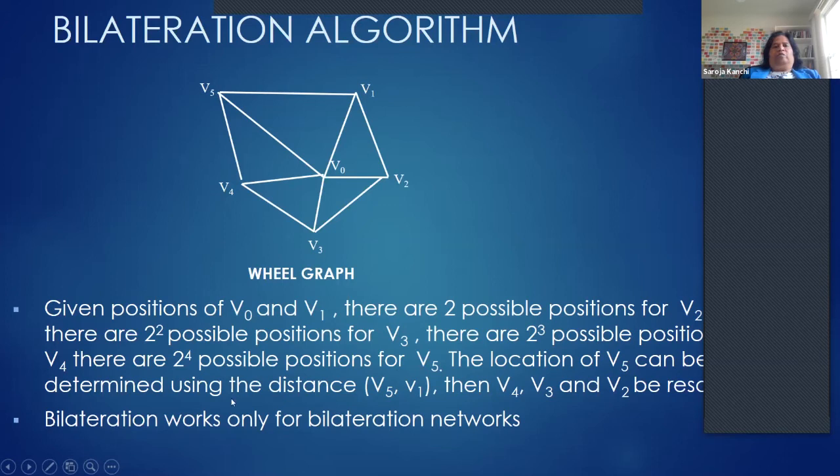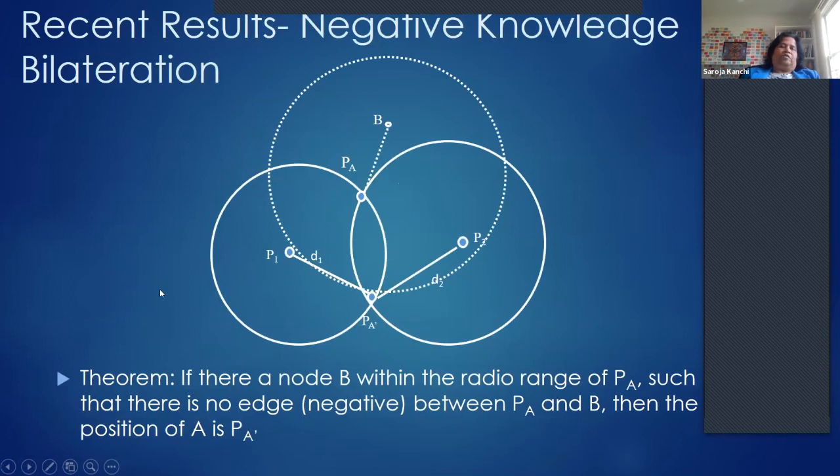And bilateration again works only for bilateration networks, which means that the graph has to be like a wheel. And then there's some theorem that combines 2 wheels, so that can help localize a bit larger set of graphs. So my result in this using trilateration, bilateration that I came up with, or we came up with, was what we call a negative knowledge bilateration.